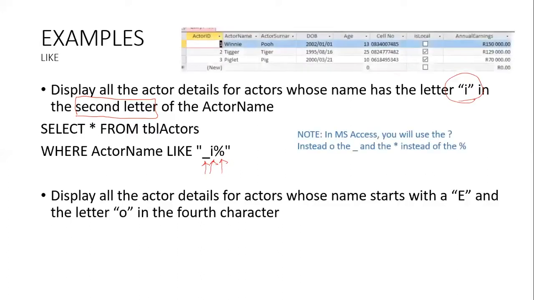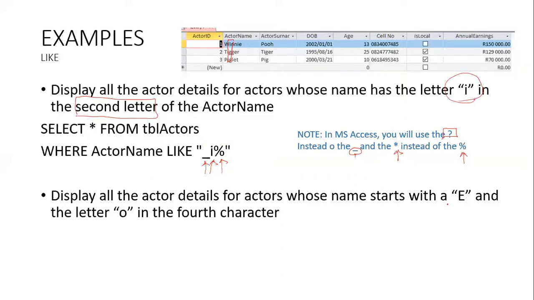And in that case, you will see in the second character, we've got 3 actor names that have the letter I. Winnie, Tigger, and Piglet all have the second character as the I. And just another reminder, if you are using this SQL statement in Microsoft Access, instead of using the underscore, you will make use of the question mark. And if you had to use the percentage in Delphi, in Microsoft Access, you will use the star.